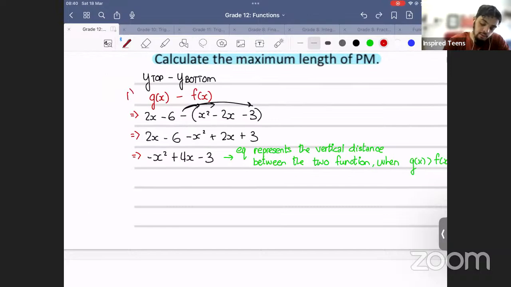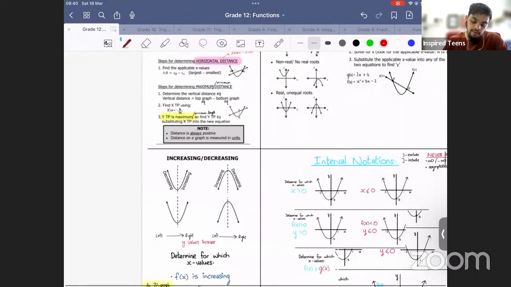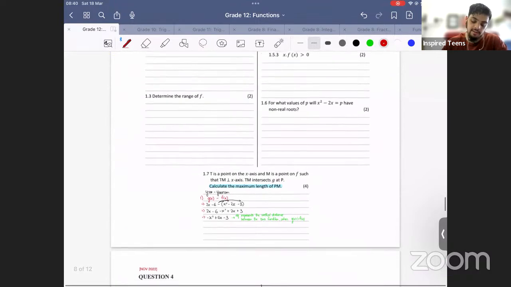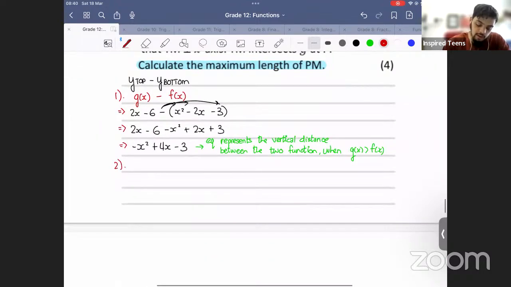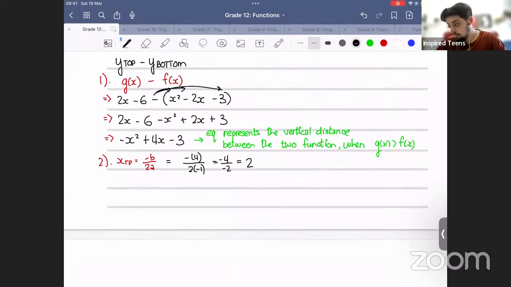Do vertical distance formula. Let's just revise. What is step number 2? Step number 2 said find the x turning point, and then step number 3 says find the y turning point, and the y turning point is going to give us the maximum. So number 2, we're going to find the x turning point. So x turning point is equal to negative b over 2a. So negative 4 over 2 into negative 1. This is equal to negative 4 over negative 2, which is basically equal to positive 2. So the x turning point is positive 2.